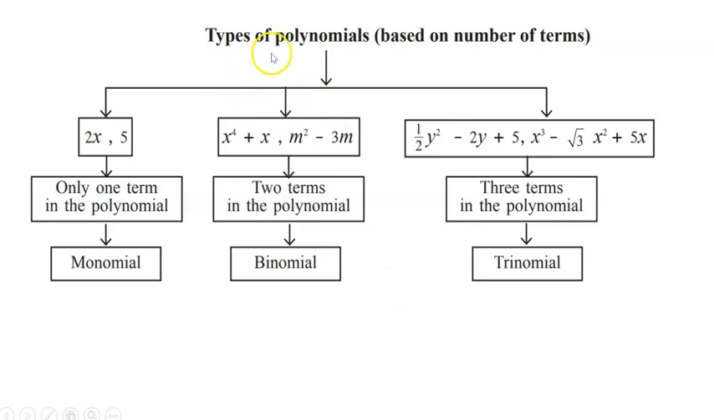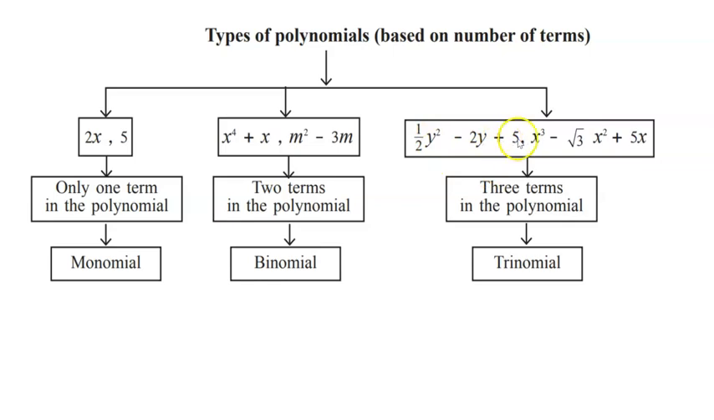Now, types of polynomials based on number of terms. Now first see this here, 2x and 5, only one term in the polynomial, and it is called a monomial. Next, x square plus x, m square minus 3m, two terms in the polynomial, and therefore it is called a binomial.